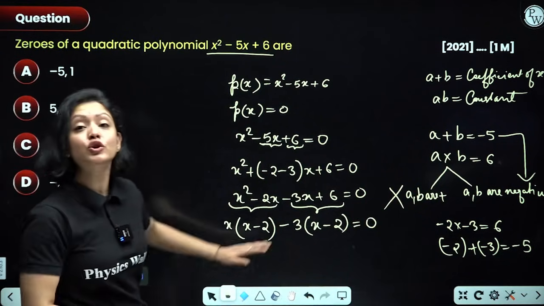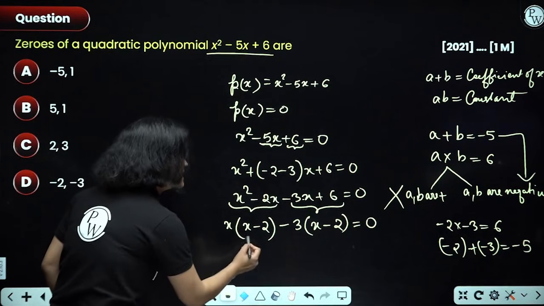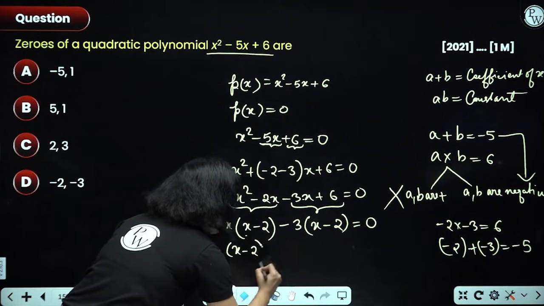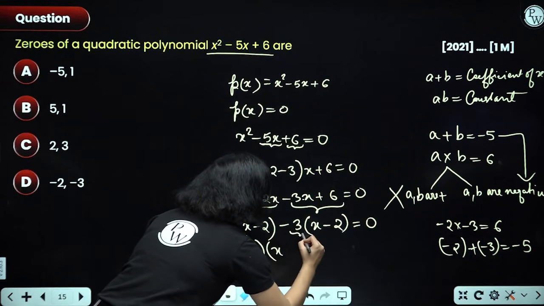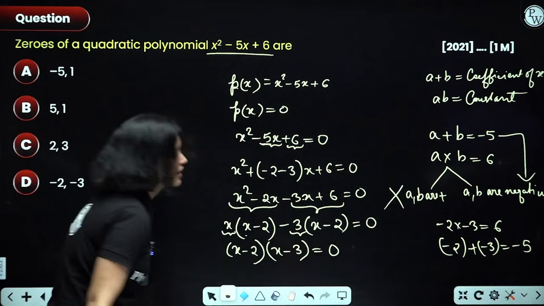Now we have two terms here, right? And in both the terms, what is common? x minus 2 is common. Can you see? So you will take x minus 2 common. So in the first term, only x will remain. In the second term, only negative 3 will remain. And this is equal to 0.